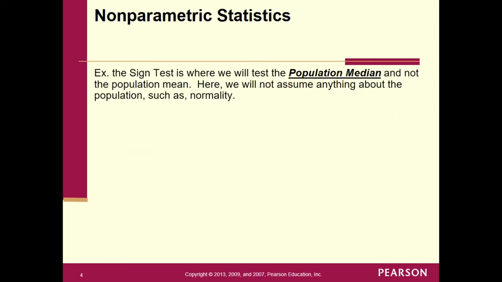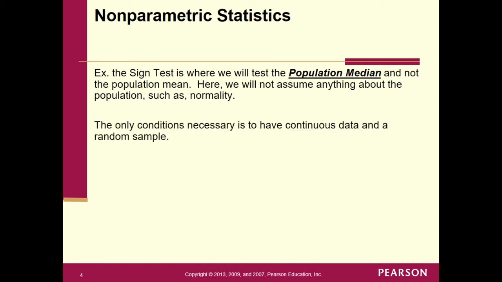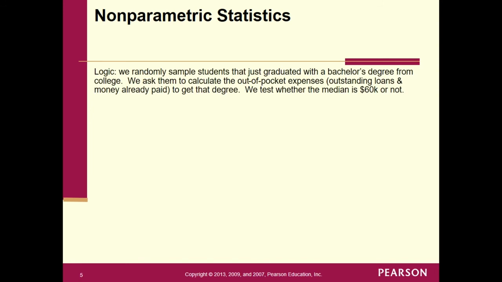So an example is the sign test. The sign test is where we will test the population median and not the population mean. Here we will not assume anything about the population, such as that it has to be normal, okay? So the original data doesn't have to be normal, okay? The only conditions necessary are to have continuous data and a random sample. That's it, okay? So let's go through the logic of the test before we actually perform it.